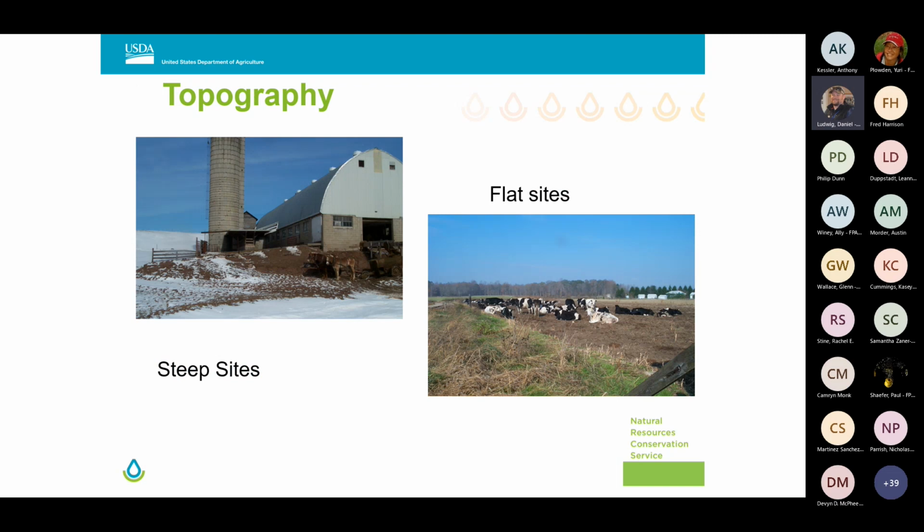Again, looking at your topography, obviously, if you're on steep sites, it's going to require different planning considerations versus your flat sites. So again, looking at those topo maps, getting a good understanding of the landscape of the farm prior to going out there, and then using your site visit to confirm that and allow you to develop those solid alternatives.